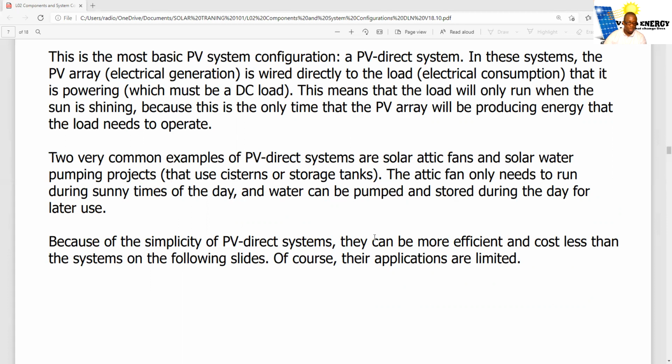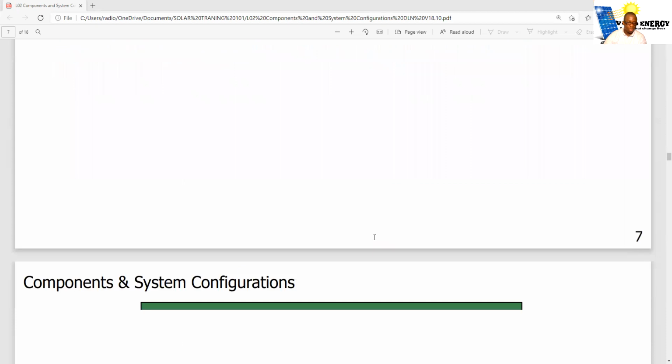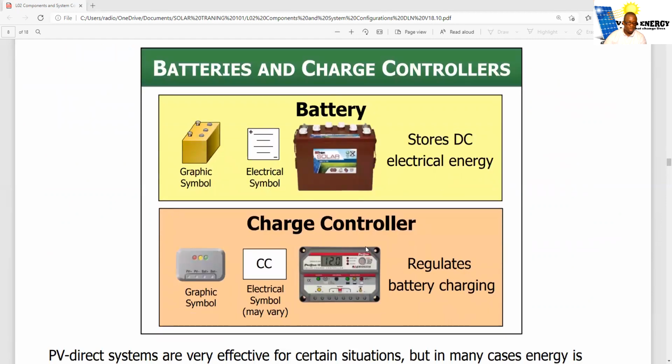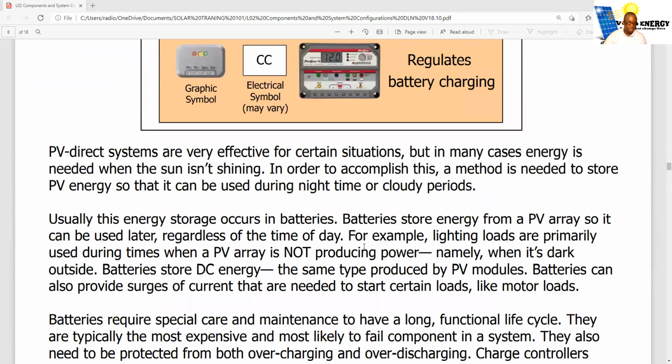Because of the simplicity of PV direct systems, they can be more efficient and cost less than the systems on the following slide. Of course, the applications are limited, yes, because it's DC. Then we have components and systems. Our topic today is the component system configuration. Let me just go back to that. The batteries, charge the batteries, and the charge controller. So I just provided the symbols. We went over this earlier in the previous slide.